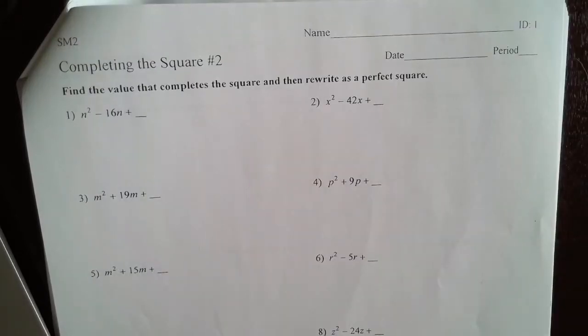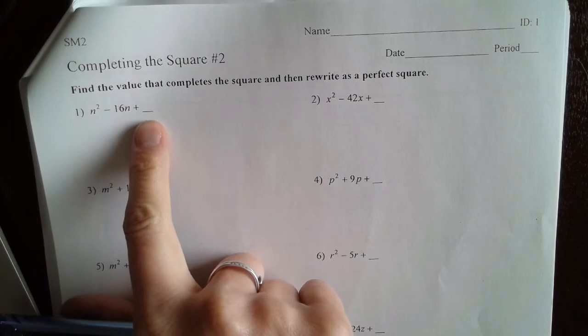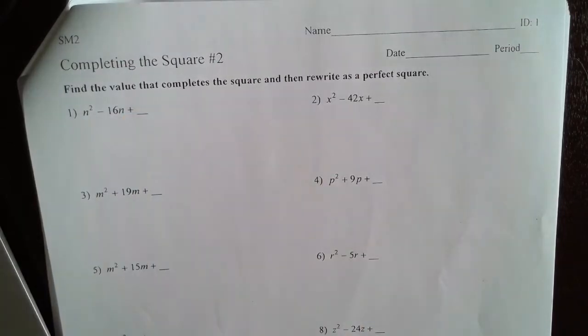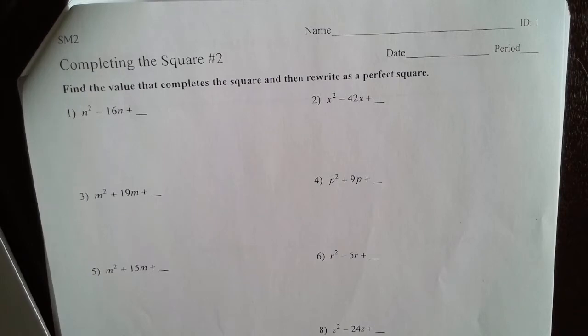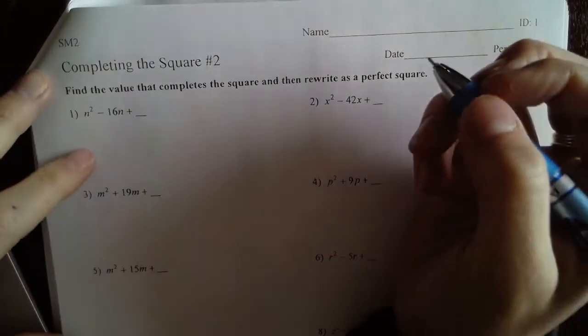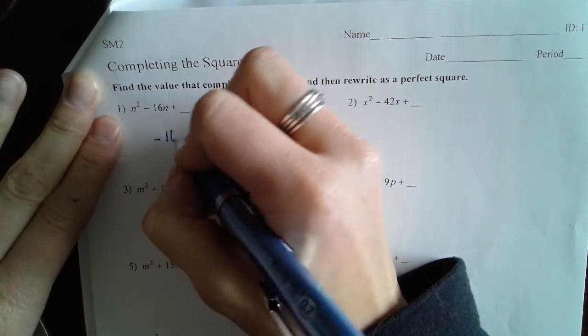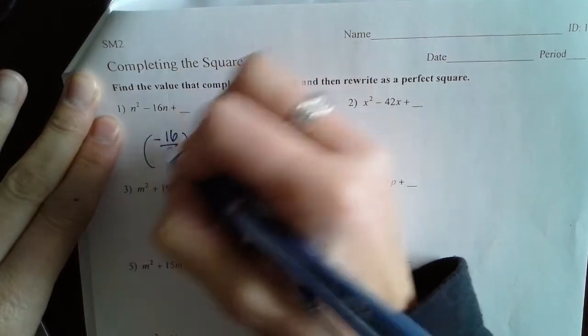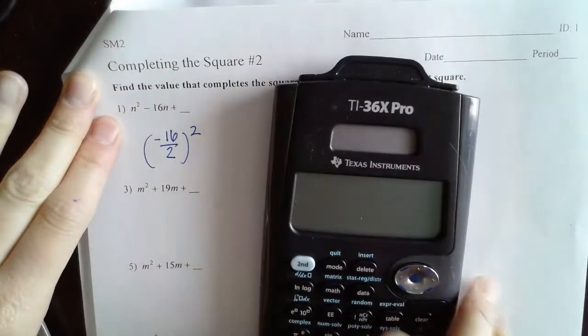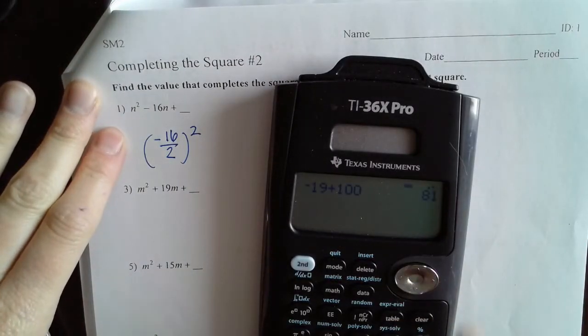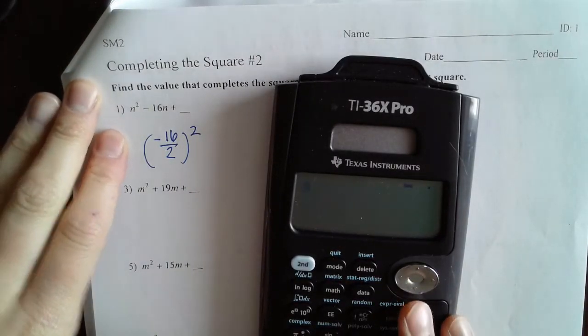Okay, so here we go. The first problems, you're just going to fill out what your value of c would be. And then what you're going to do is you are going to rewrite your equation. So let's do number 1. So what you have to do is you have to take your b value and you're going to divide by 2 and then you're going to square it. So remember the thing about negatives, be careful.